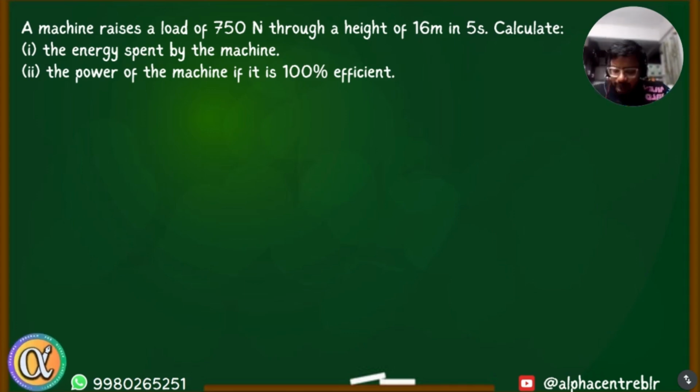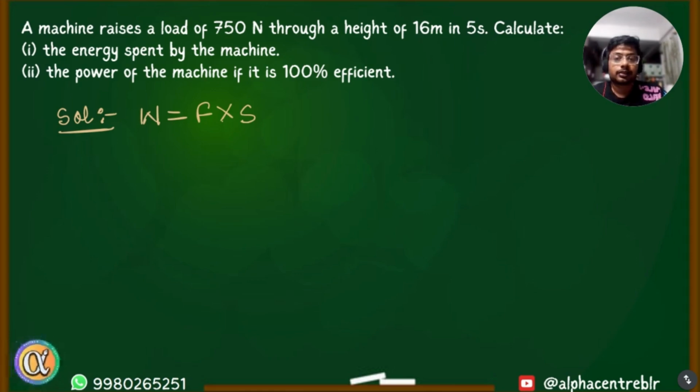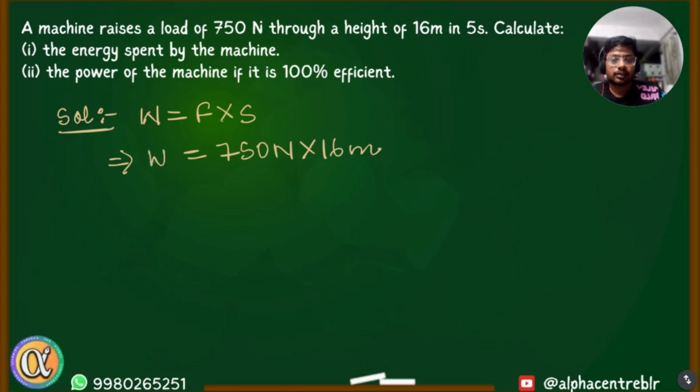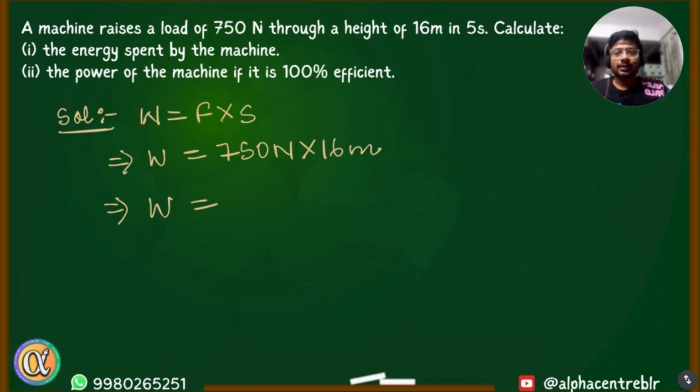Again, the same type of question. There is no difference. A machine raises a load of 750 Newton through a height of 16 meter in 5 seconds. Kushi, do you know how to do this question? Do we use the formula W equal to F into S? F is 750 and S is 16 meters. Multiply, and it is 12,000 Newton meter.